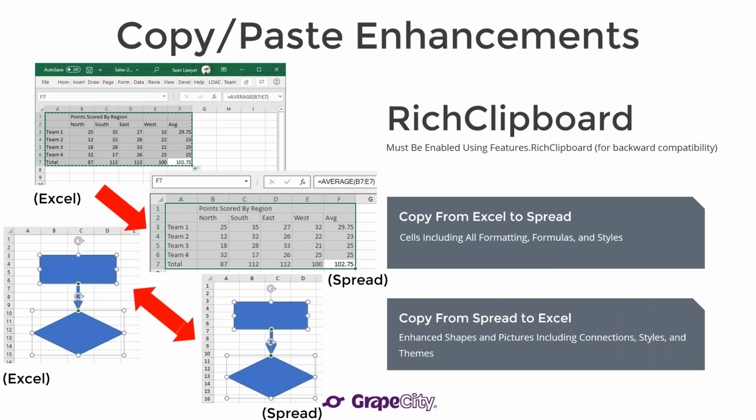Copy-paste enhancements. The copy and paste enhancements require explicitly enabling using the rich clipboard property. When enabled, this feature affects copy and paste from Excel to Spread and from Spread to Excel. This feature enables copy and paste of cell ranges, including formatting, formulas, etc., from Excel to Spread, and copy and paste of shapes and pictures from Spread to Excel or from Excel to Spread.